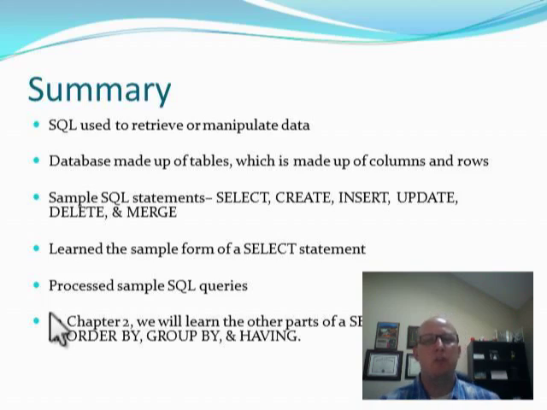So in chapter 2, we will learn other parts of a select statement. There are more clauses that can be included besides the select, from, and where. For a select statement, you can also have an order by clause, which will just order your result set. You can have a group by clause, which just groups like data when you retrieve it. And you can also use a having clause, which simply means that you look for data having a specific criteria.